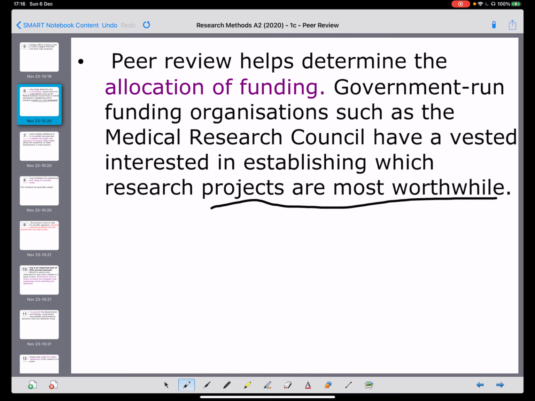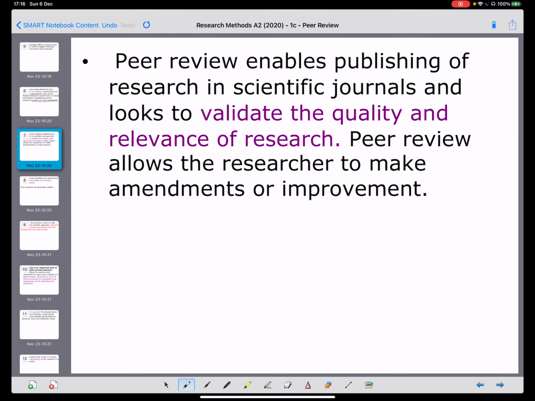And so therefore somebody who's running a project that's had peer review publications is probably more likely to establish the work that they're going to do and therefore will get funding. We also know that peer review, like I said in the definition there, validates the quality and relevance of research. The purpose of this is so that publishers are able to figure out if anything needs to be changed or improved in the work before it gets published.